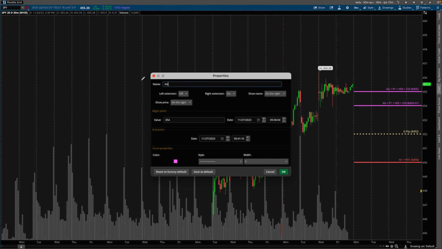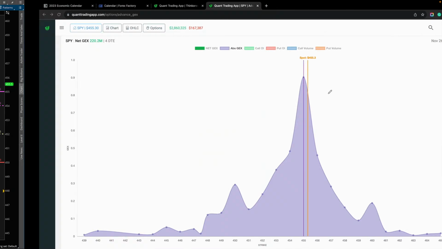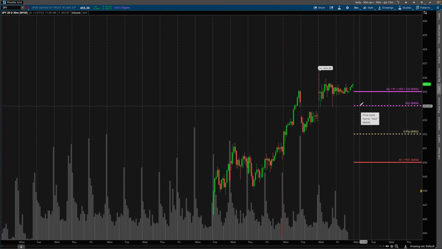This is AG2. And then I'm just going to make this a dash, because it's not as significant. Depending on how significant it is, I'll either use the long dash or the short dash. But since it's so close to this one, I'm just going to make it a short dash. And then we also have this one right here, which is 456.